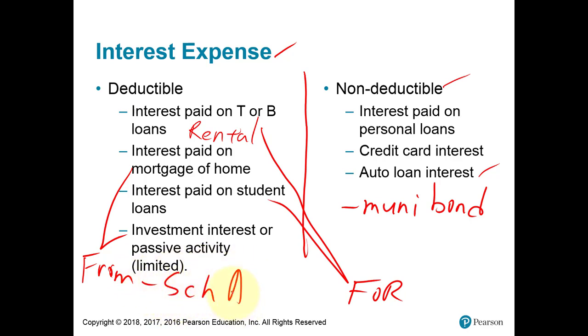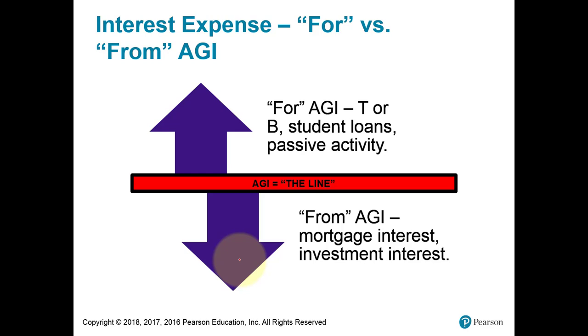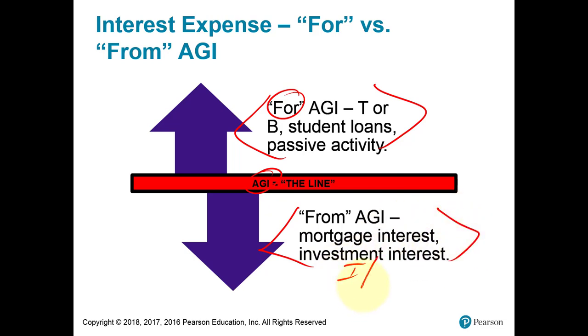that are reported on a Schedule A. So the for-type deductions are that trade or business and student loan, deducted to get the adjusted gross income. And the from type, this is the itemized deductions. And again, the big one would be the home mortgage interest deduction.